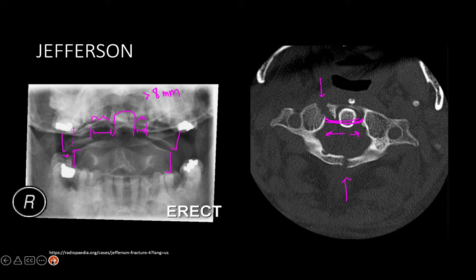So patients with Jefferson fractures typically don't have neurologic injury because of the spreading of the osseous structures. However, it is considered a fracture pattern that can have ligamentous changes to the ligaments, particularly the transverse ligament, causing instability in the long haul.